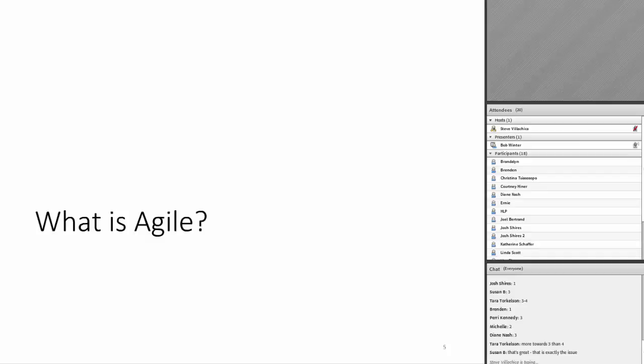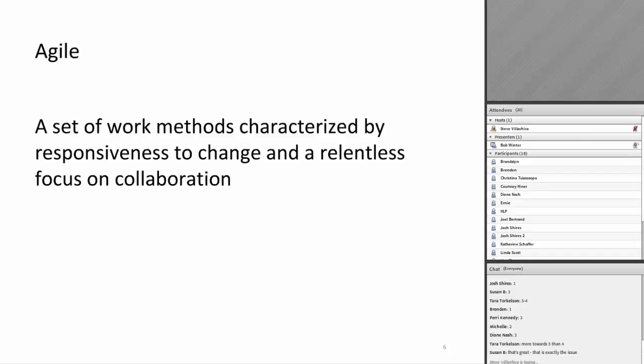So what is Agile? I have a definition here that I work off of. There are many of these out there, but I like to think of it as a set of work methods characterized by responsiveness to change and a relentless focus on collaboration. So as we get into talking about the principles and values of Agile, the two things that stand out to me are responsiveness to change, right?